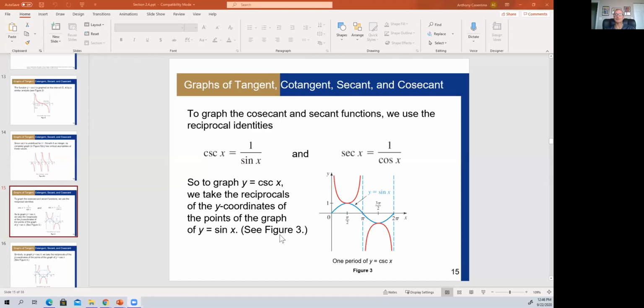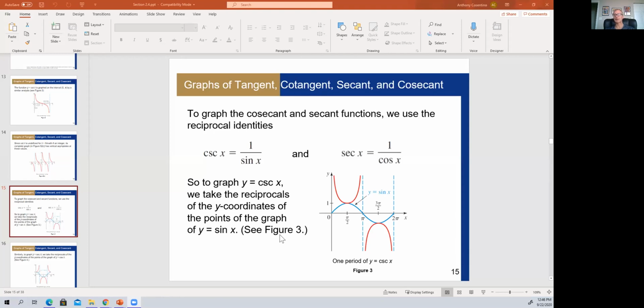Hello, class. This will be the last of the recorded lectures for section 2.4, and we're going to focus on graphs of secant and cosecant. Again, not in the grand scheme of things anywhere near as important as sine and cosine, but an interesting mathematical approach to these. So what we'll focus on, let's do the cosecant.